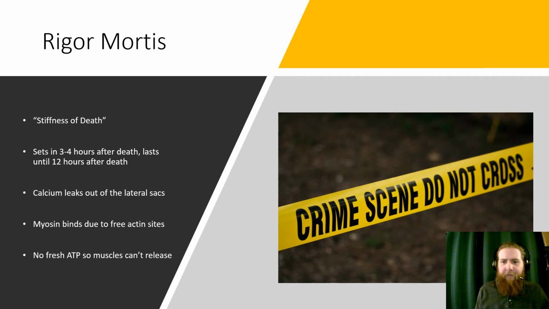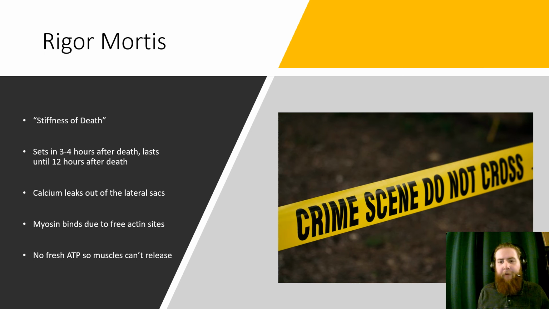Rigor mortis is an example of what happens when this doesn't happen. Rigor mortis, also known as stillness of death, sets in 3 to 4 hours after death, and it lasts until about 12 hours after death. It's very important for forensic science. It's used to determine time of death, and to determine how long the body has been there.